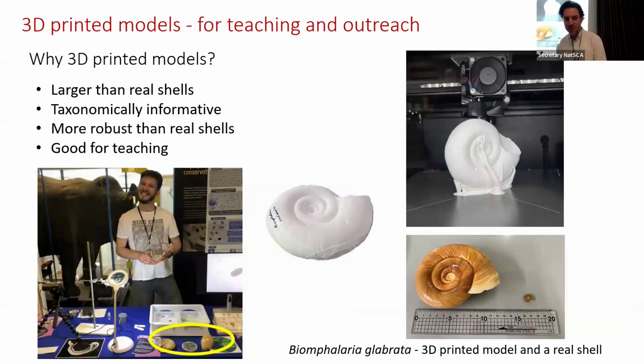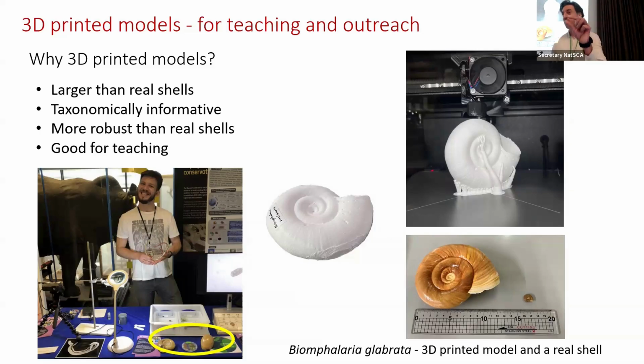And then the 3D printed models, which was actually the core thing. Why 3D printed models of shells? Well, they are really great. They are much larger than the real shells. They are very taxonomically informative. So we actually check those 3D printed models. We're looking at them, looking if all the features that are important for the morphology of a shell are presented on the model. And they are much more robust than real shells.